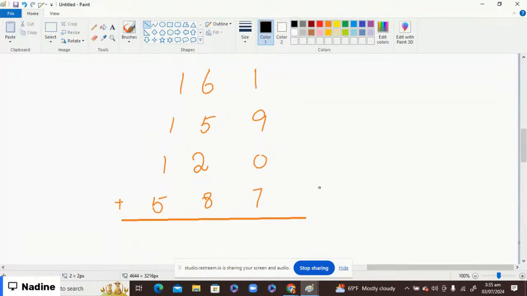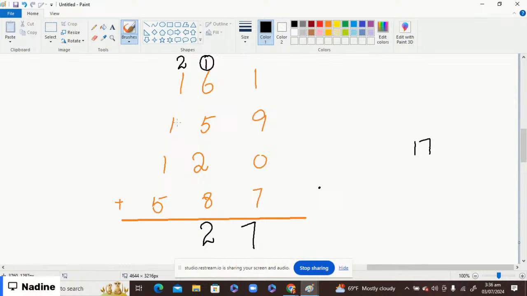Firstly, start with your right side and then add all these four digits. 1 plus 9 is 10. 10 plus 0 is 10. 10 plus 7 is 17. So 7 you are going to write down here. 1 goes as a carry. Now 1 plus 6 is 7. 7 plus 5 is 12. 12 plus 2 is 14. 14 plus 8 is 22. 2 you're going to put here, and 2 goes up as a carry.